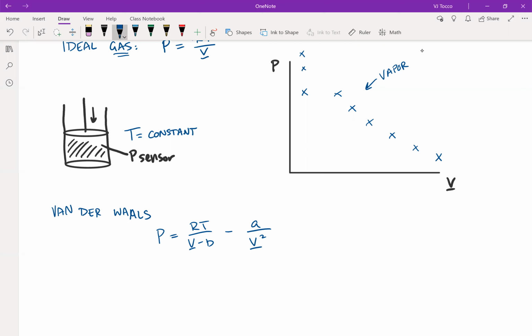All right, in the van der Waals equation of state, the parameter b refers to the minimum volume that the molecules occupy. And you can also think of the two terms as the repulsive and attractive forces. So van der Waals calls this the repulsive term, repulsive pressure.